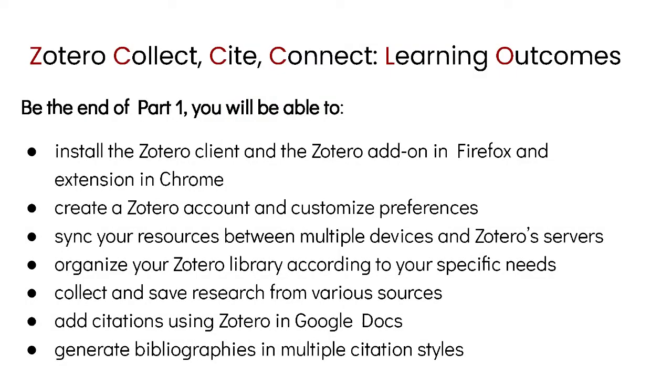Thanks. By the end of this part one, you'll be able to do the following things. We're going to walk you through how to install the Zotero standalone client, as well as get the Zotero add-on, which is the Firefox term, or extension in Chrome, installed into your web browser so that you can actually use Zotero. You will need both components. In doing that, you'll be creating a Zotero account, and we'll go through customizing some of your preferences.